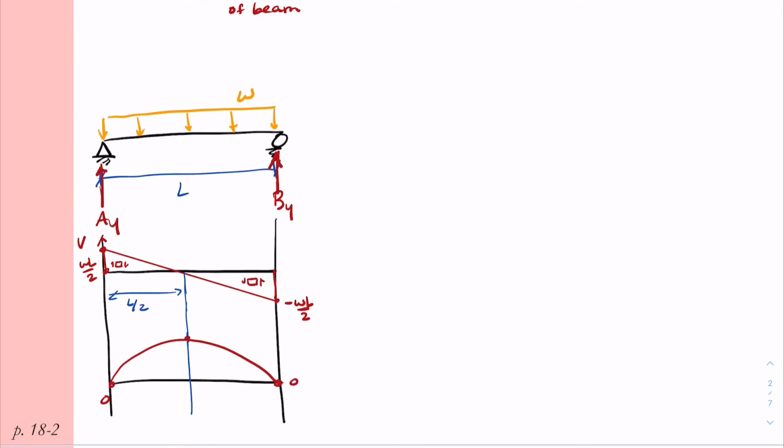Then we calculate the moment diagram. Again, we can take the area under the shear diagram. We get omega L over 2 times L over 2 times a half, because it's a triangle. So that gives us omega L squared over 8 for our bending moment diagram.